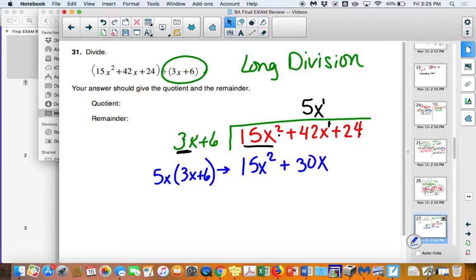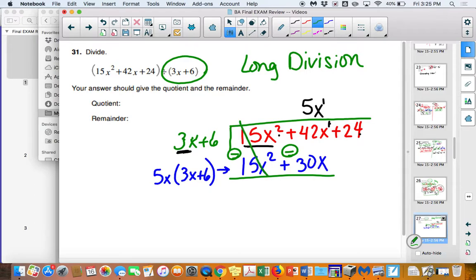Now the next step is to subtract, which means we have to change our signs and add. So I'm going to go in here and I'm going to change all my signs. I'm going to circle what the new sign is. Now I'm going to add the two lines. Remember, the first column should always disappear. In the second column, you need something, so we're hoping it does not disappear. We got 42 minus 30 gives me 12x. I've completed one whole cycle. I just need to drop the 24.